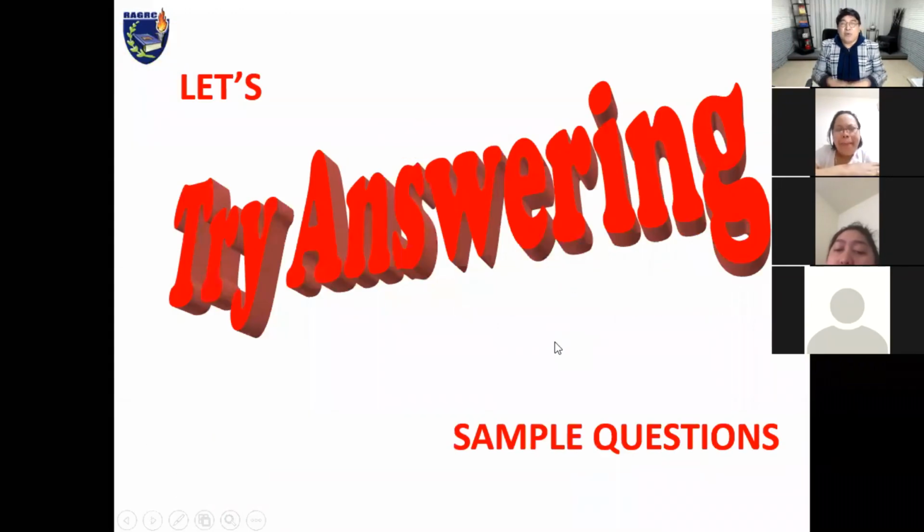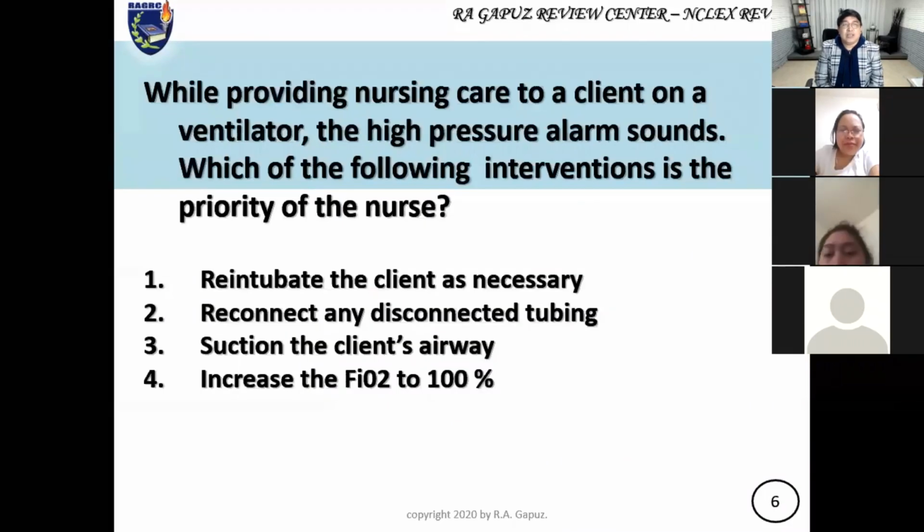Okay, so once again, whatever we learned will be useless if we don't know how to use it. So let's try to answer sample questions. Here we go. While providing nursing care to a client on a ventilator, the high pressure alarm sounds. Which of the following interventions is the priority of the nurse? What did we say? The high pressure results from obstruction, accumulation of secretions. Therefore, what do we do?